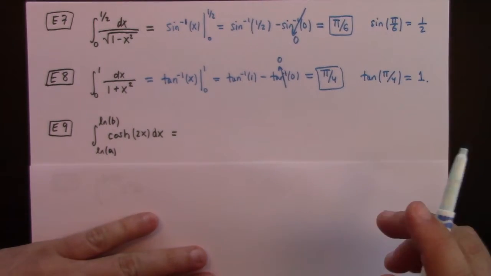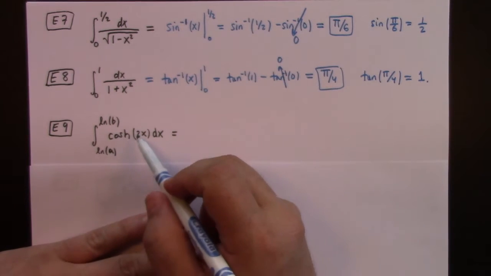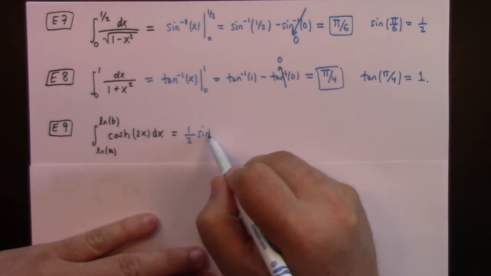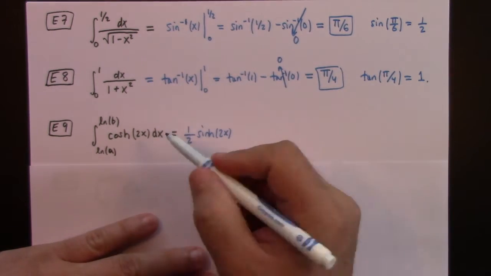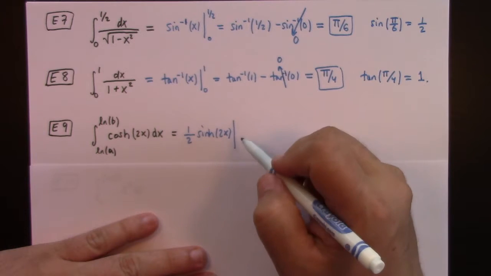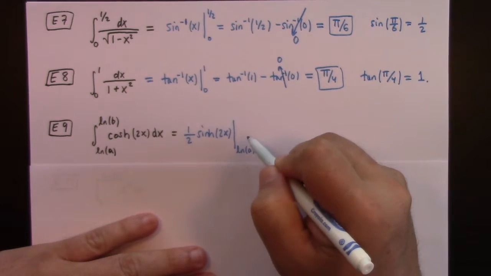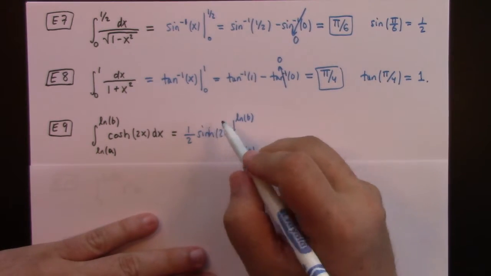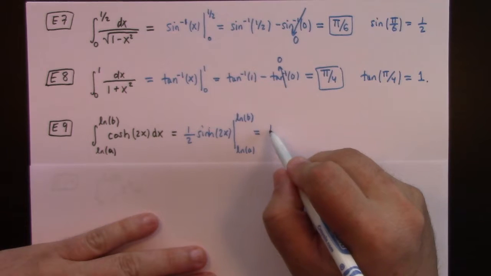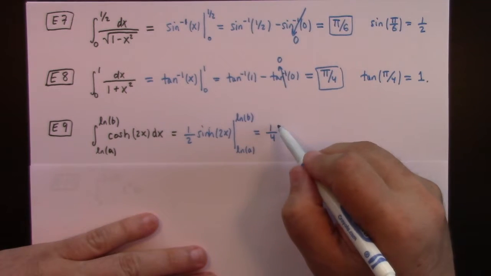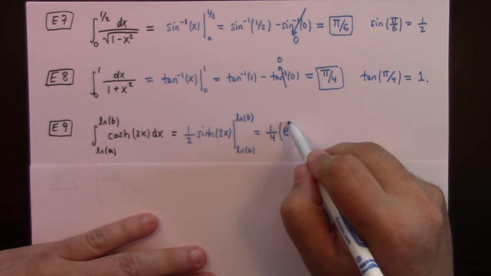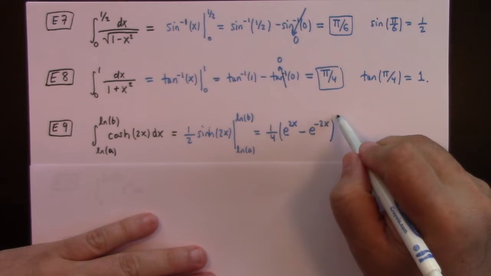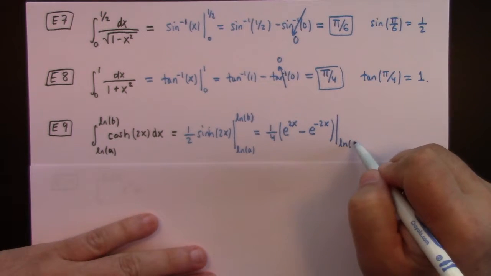Okay, so cosh of 2x dx. Well, the antiderivative of that is 1/2 the sinh of 2x. You're making a u equals 2x substitution. And now I have to evaluate that from the natural log of a to the natural log of b. Of course, we're assuming that a and b are positive constants here. So that is going to give us 1/4 of e to the 2x minus e to the minus 2x, quantity evaluated from log a to log b.